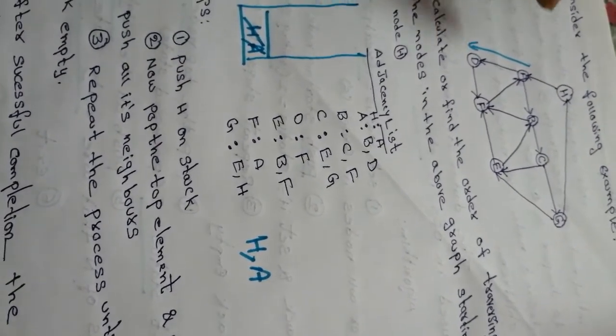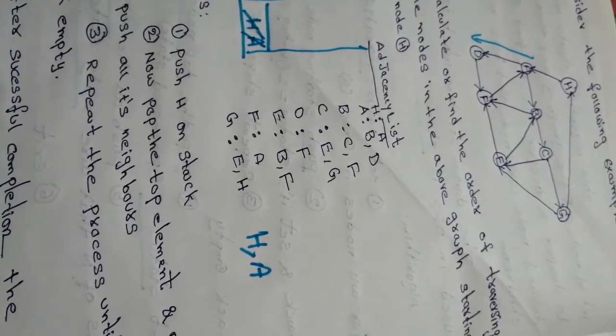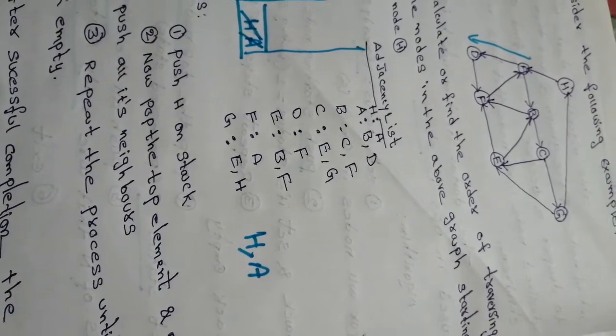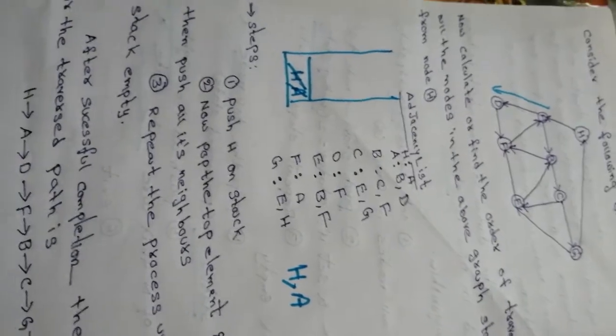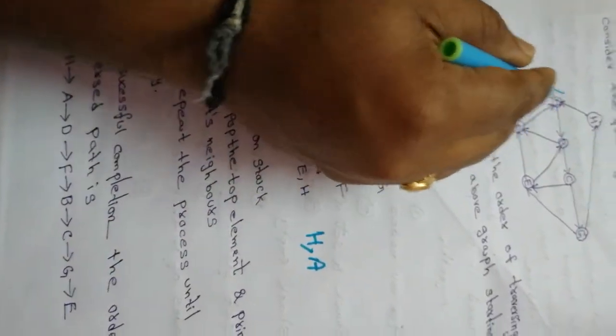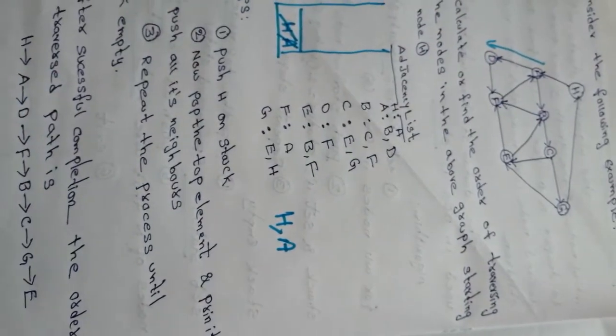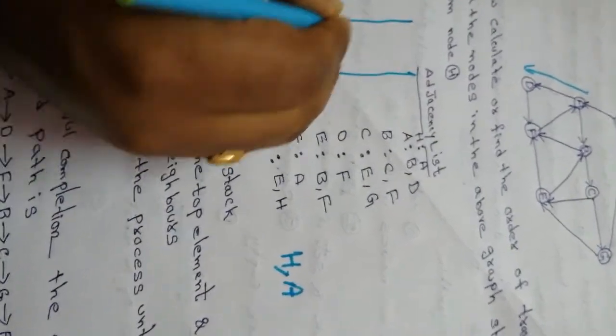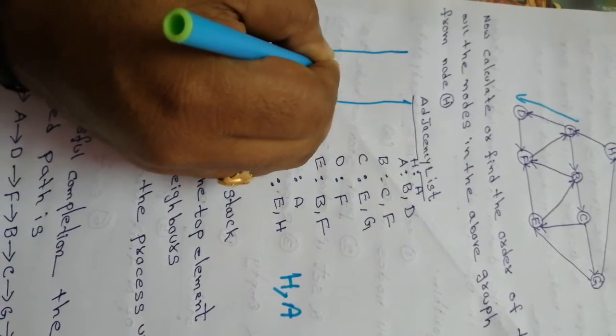Depth first search, so we need to go to the lower order first. That is, we need to take the deeper nodes first and then we will move to the next nodes. So what are the adjacent nodes? D and B are the adjacent nodes. So now pushing B, no problem, taking B or taking D, whatever it is.